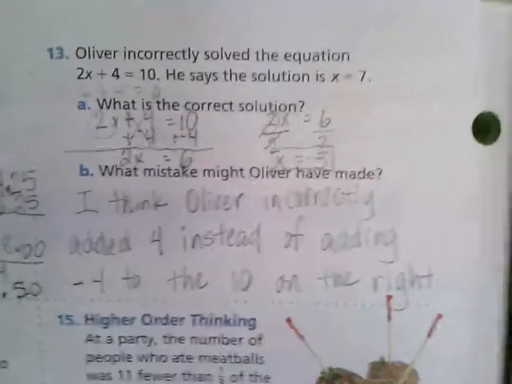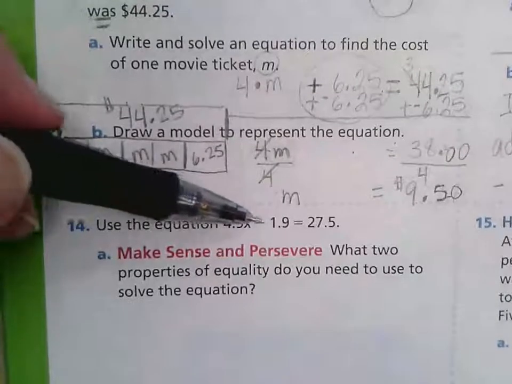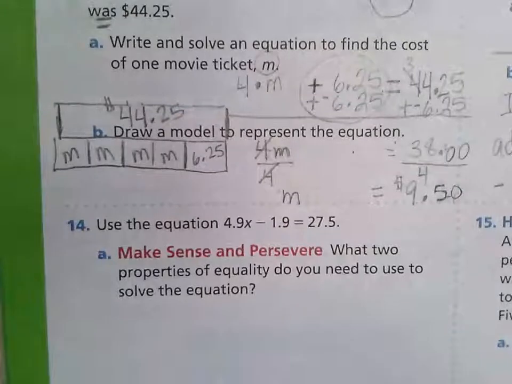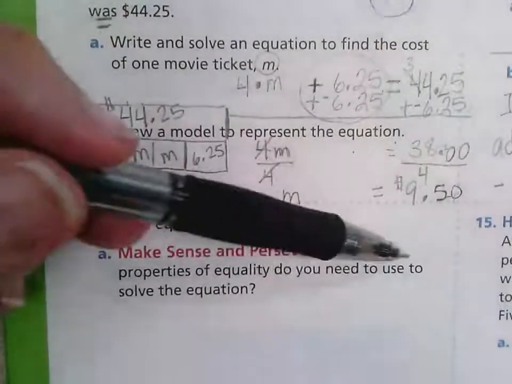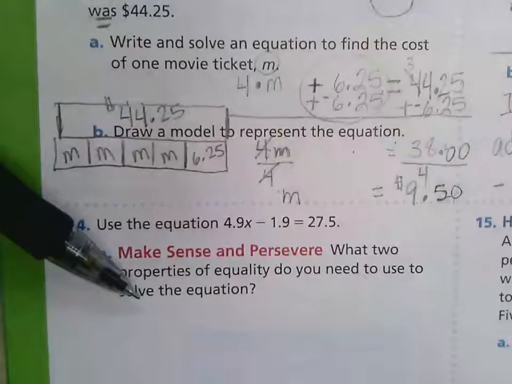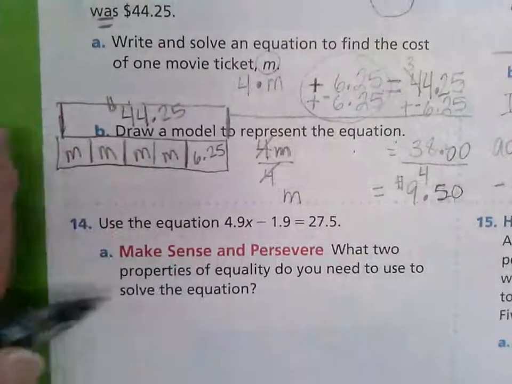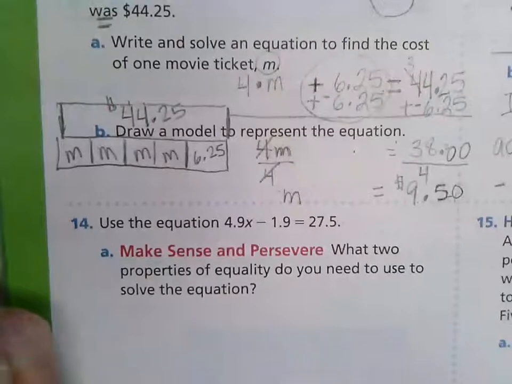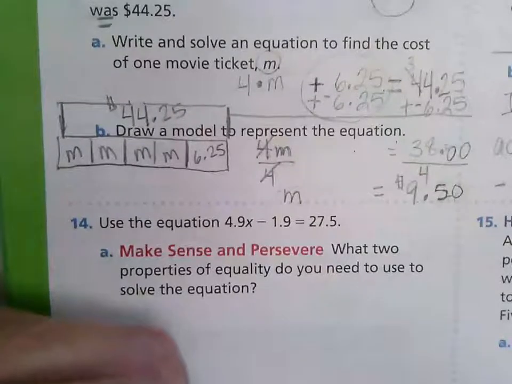Okay, number 14. Use the equation 4 and 9/10 x minus 1 and 9/10 is equal to 27 and 5/10. What two properties of equality do you need to use to solve the equation? So let's just go ahead and solve it and see what we have. 4 and 9/10 x minus 1 and 9/10 is equal to 27 and 5/10.